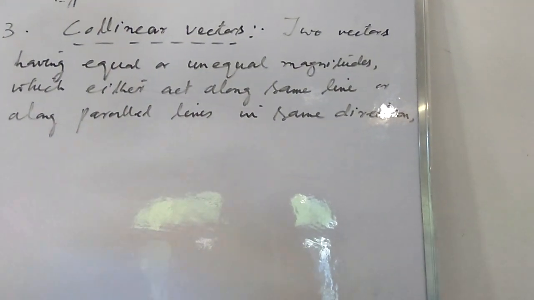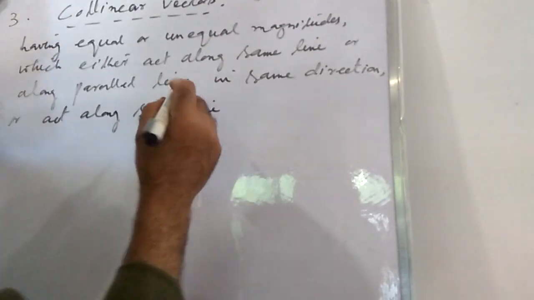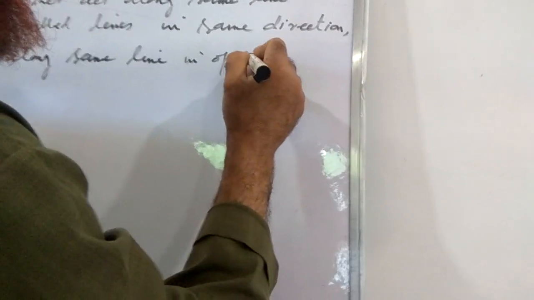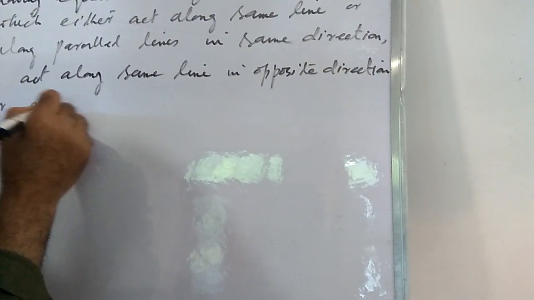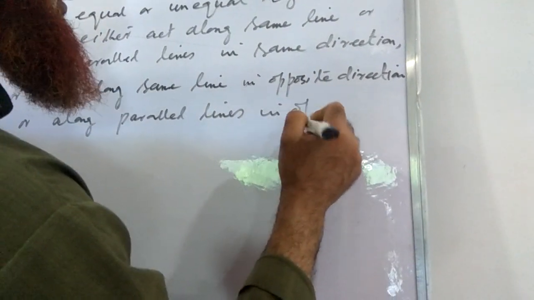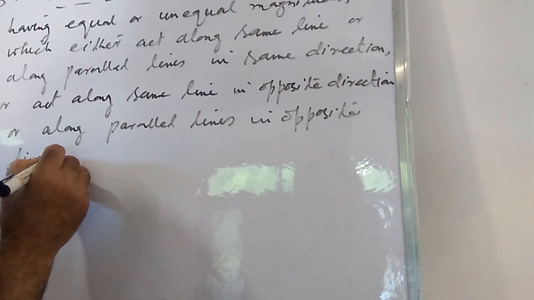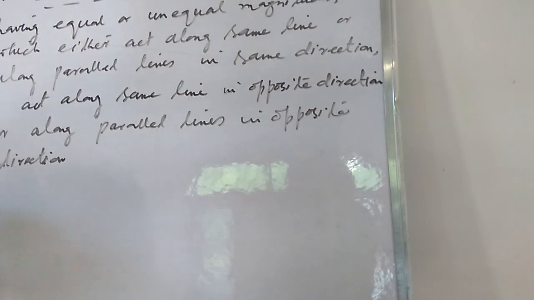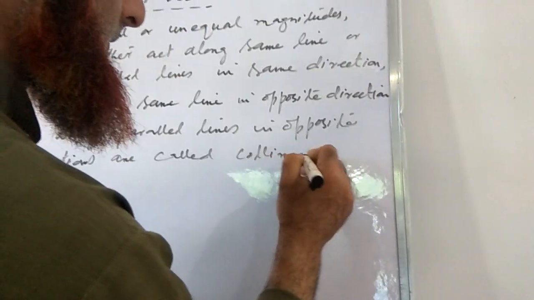Second one, or act along same line in opposite direction or along parallel lines in opposite direction are called collinear vectors. Look at here, students.